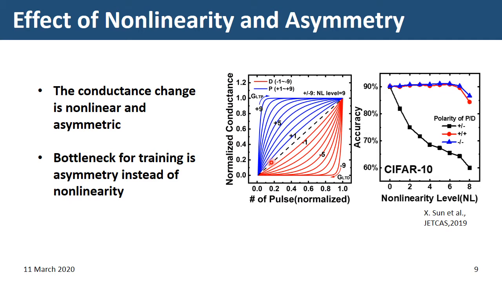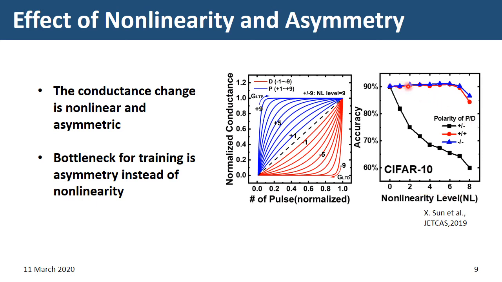So this has been a known issue in the device research community, and I think prior work, including our own work at IBM, suggested that the asymmetry is a killing factor of the training accuracy. So here we show the training accuracy for the CIFAR10 dataset as a function of the nonlinearity level. This black curve is with asymmetry, because the increase of the weight is positive and the decrease of the weight is negative. You can see that the training accuracy quickly drops with increasing nonlinearity combined with asymmetry.